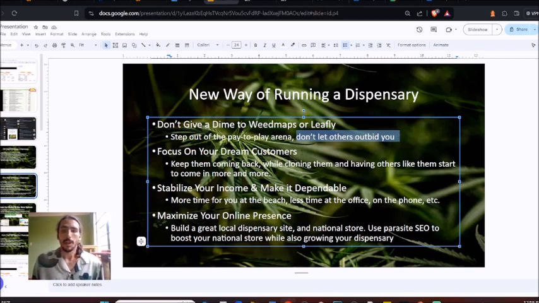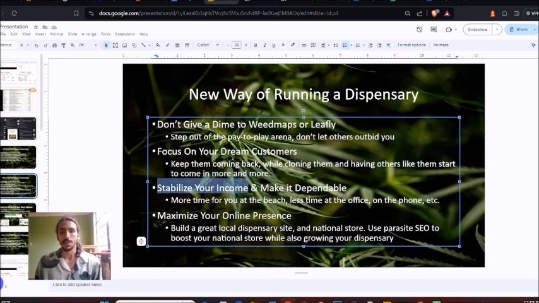Next up, I want you to imagine your dream customers, the ones that you just love. The ones that you constantly get saying nice things about you, that keep coming back, that you know that you can depend on for posting a good review. We want to target them. We want to keep them coming back and then simultaneously clone them and have others like them just start to come in more and more and keep them coming back.